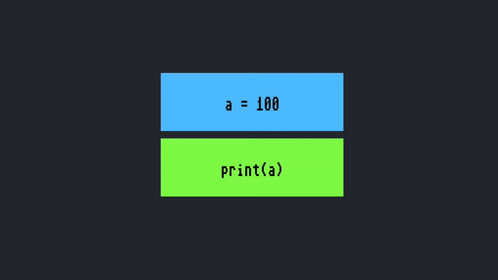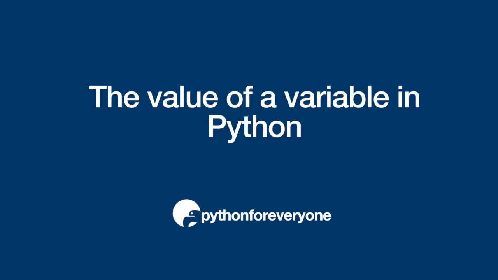To store values and retrieve them later, we use variables. First, we set a value to a variable, a equals 100, and when we print the variable, Python recalls the value. What happens when you set the same variable multiple times?